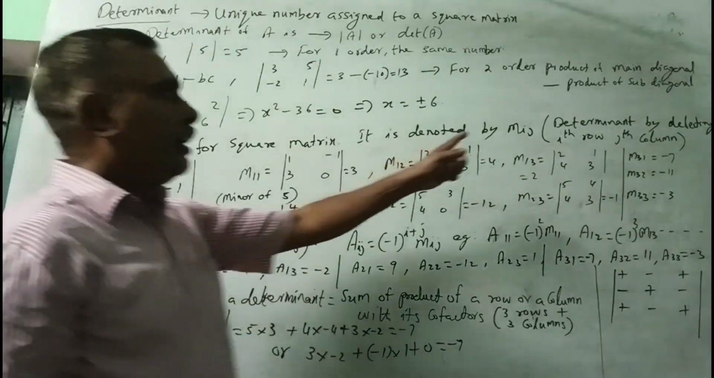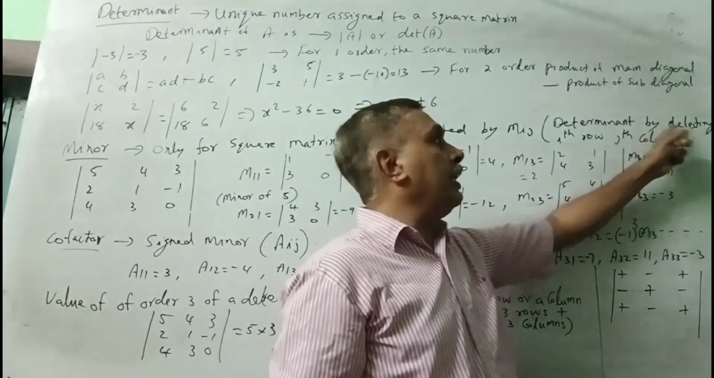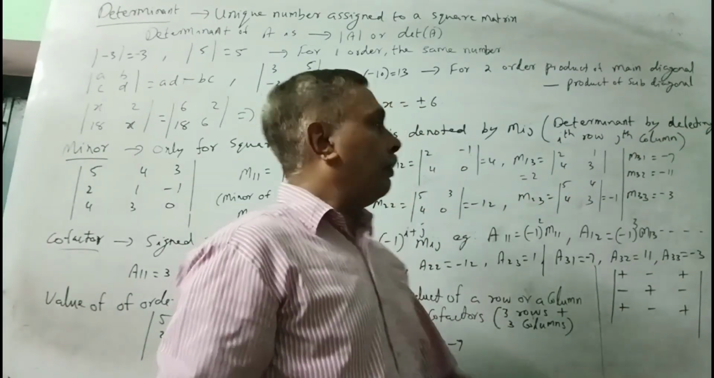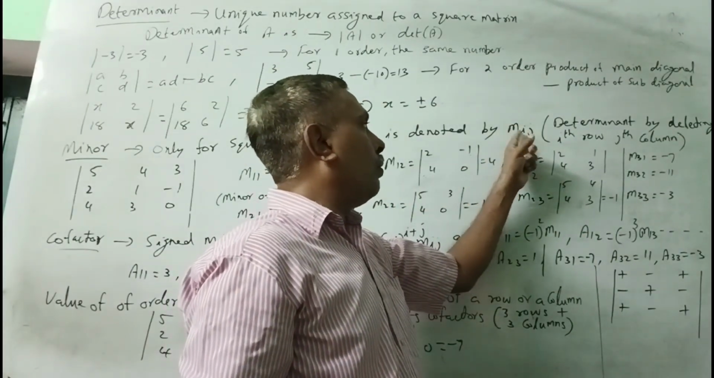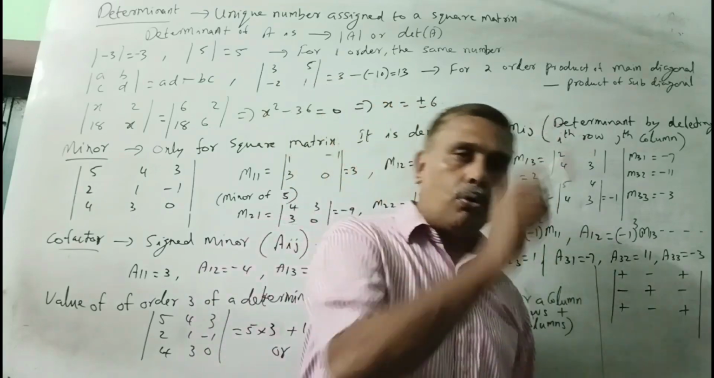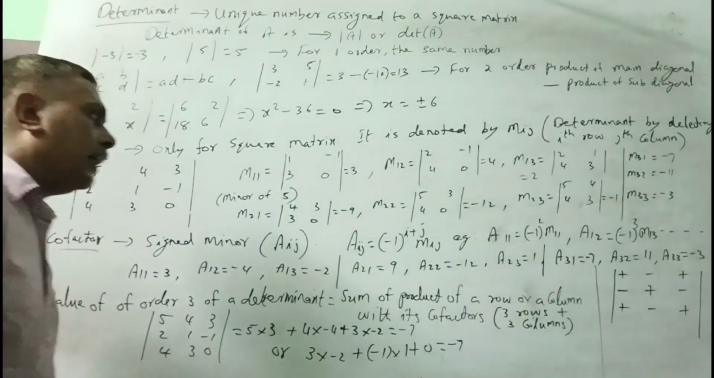So it is written there. It is a determinant obtained by deleting the ith row and jth column. Whatever the row and column of that element, you remove that row and column, and the remaining elements you make into a determinant.